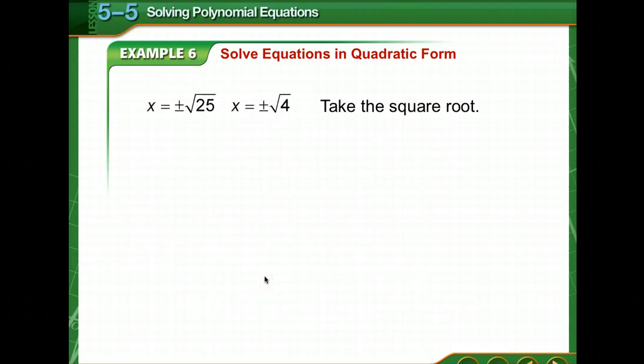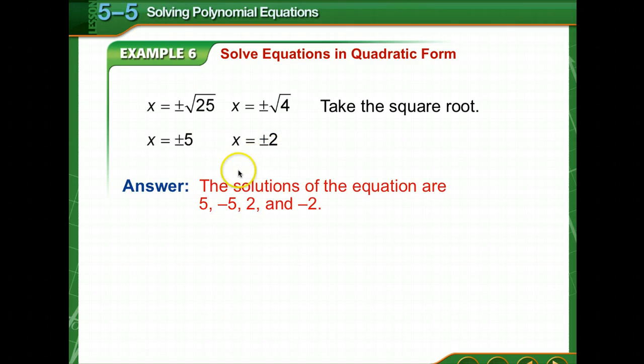We substitute it back in, and then we take the square root of both sides because we solve for x, not x squared. So our answer is plus or minus the square root of 25 and plus or minus the square root of 4. Well, the square root of 25 is 5. The square root of 4 is 2. So we've got 4 solutions, plus and minus 5, and plus and minus 2.